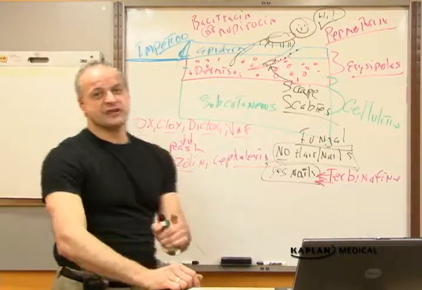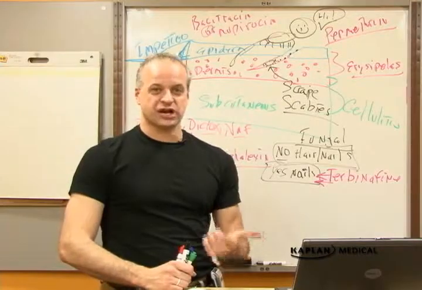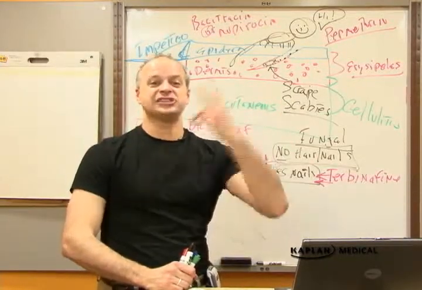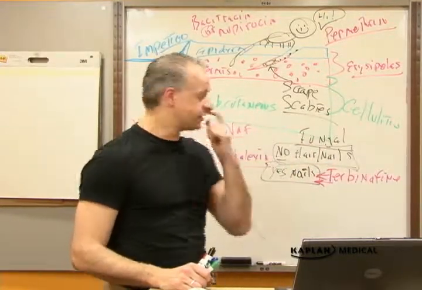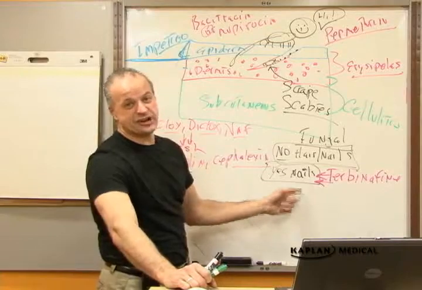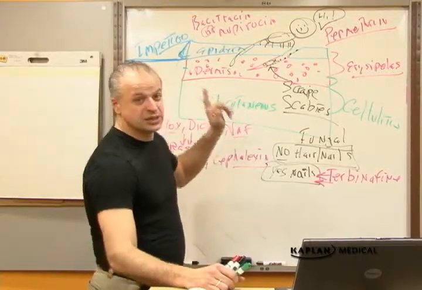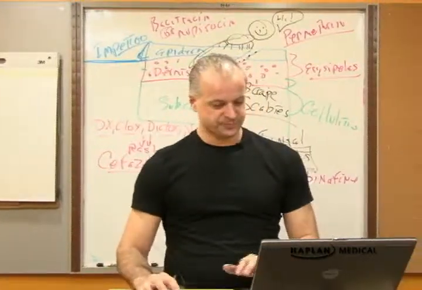If there's no hair and nails, any topical you want. Clotrimazole, ketoconazole, econazole, terconazole, miconazole, nystatin, ciclopirox, any topical, as long as there's no hair and nails involved. Nails and hair need terbinafine or itraconazole. Let's look at some of our pictures of these skin infections.